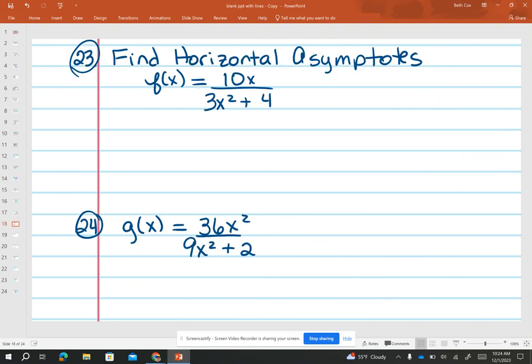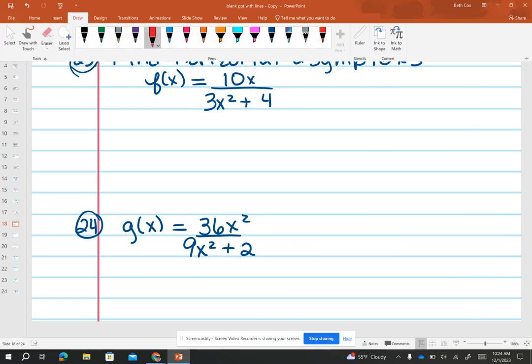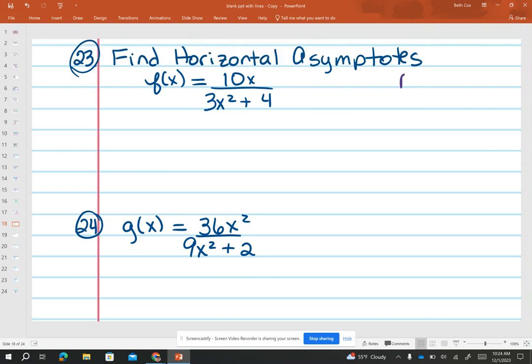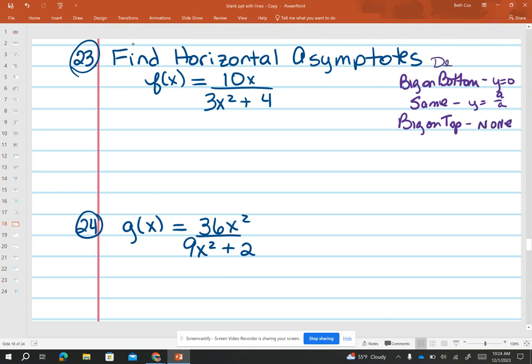All right. Next concept is a different one. It's the horizontal asymptotes. You've got 3 basic rules. You need to memorize these rules. Let's do them in a different order. Big on bottom. Same. And then big on top. If it's big on bottom, y equals 0 is my answer. If it's the same, we're going to do y equals a over a. If it's big on top, it's none. And what we're talking about here is the degrees.